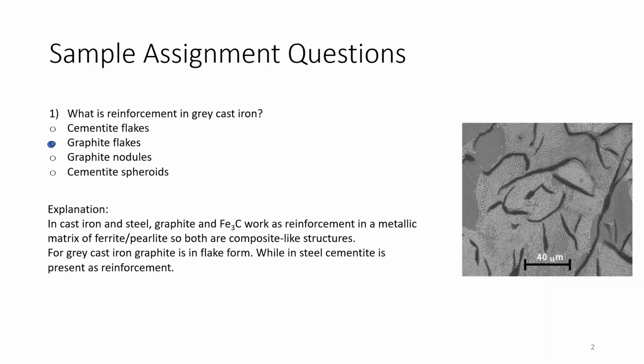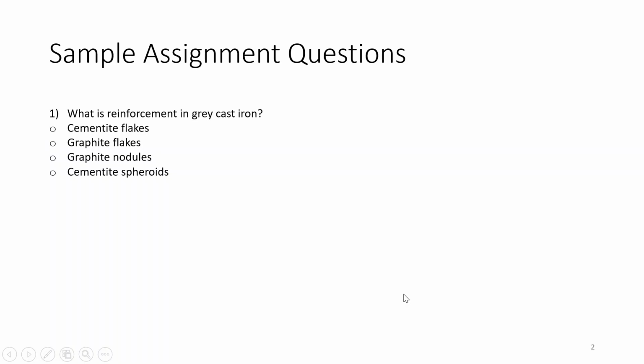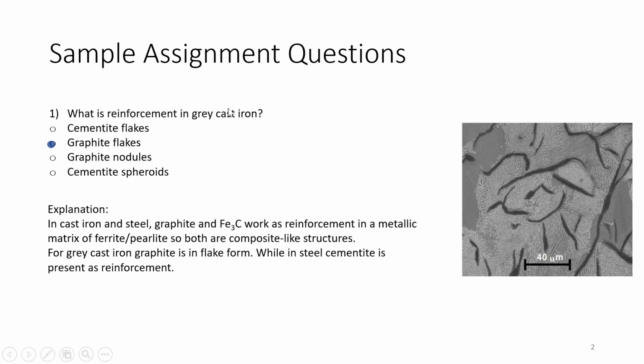As you both joined late, I'll repeat the sample assignment questions once again. First question is, what is reinforcement in grey cast iron? Your options are cementite flakes, graphite nodules, or cementite spheroids. In case of grey cast iron, it gets its grey appearance from the graphite flakes. So these are the graphite flakes that are present in the microstructure of grey cast iron.